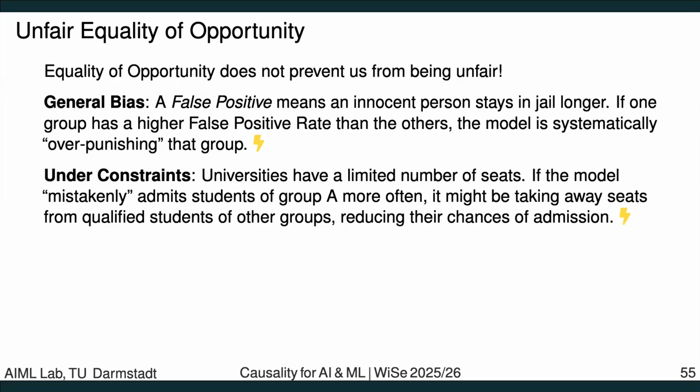And again, under constraints, it's maybe the same. So we might have true positive rates for all of the subgroups that are the same. But then there is always a bit of noise, right? Your decisions are not completely correct. And we make some false positive decisions for group A that gets admitted more often for some reason. And because maybe at the university we have a limited number of seats, then it discriminates basically against all the other subgroups, right? Because they are getting their seats taken away. So those subgroups are underrepresented again.